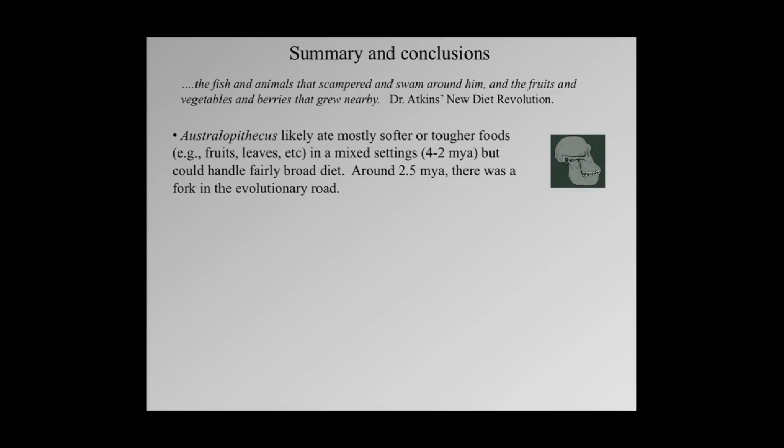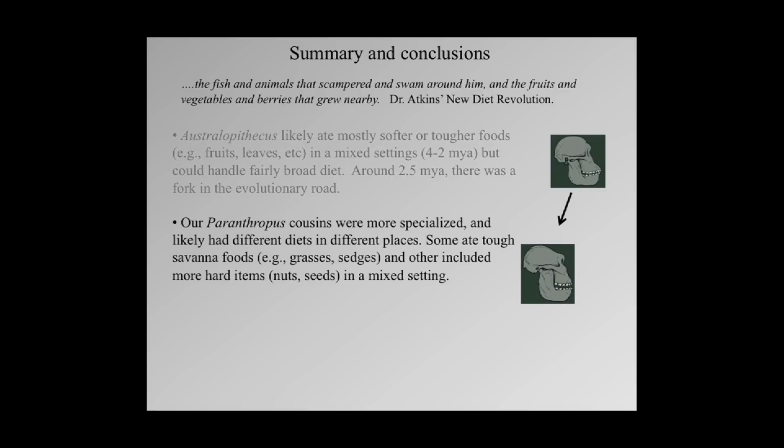Australopithecus likely ate mostly softer or tougher foods, things like fruits and leaves, in a mixed setting between about 4 and 2 million years ago, but could handle a fairly broad diet. Around 2.5 million years ago, there's a fork in the evolutionary road. In one direction, our Paranthropus cousins were more specialized and likely had different diets in different places. Some ate tough savanna foods like grasses and sedges, whereas others included more hard items in their diet, such as nuts and seeds in a mixed setting.